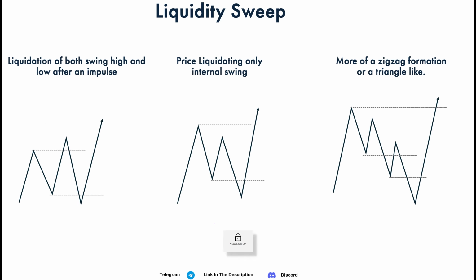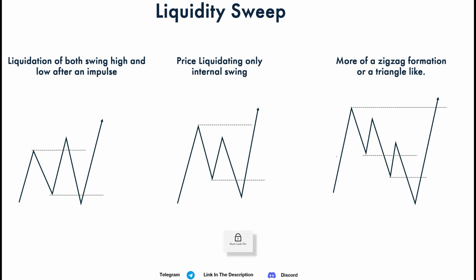And then on this second one here, we can see that we have an internal swing low. But on this one here, price doesn't liquidate this previous high here. It just comes down to liquidate this low here. What I mean is that price will trade below this low before we can see a shift of price.